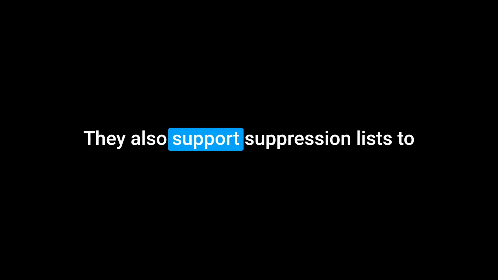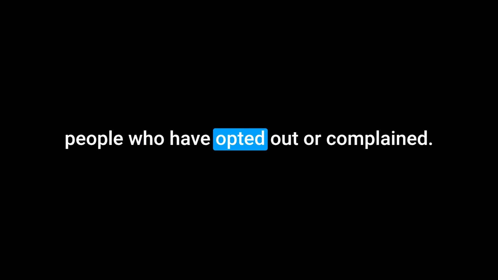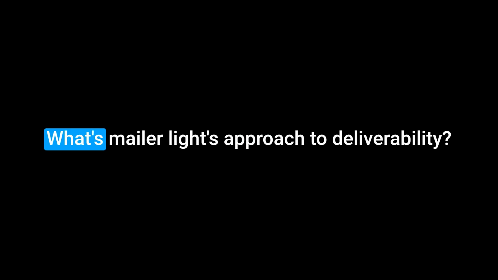Okay, so they help with the techie stuff. What about bounces? Yes, they include robust bounce management, automatically unsubscribing email addresses that consistently fail, which keeps your list clean and protects your sender reputation. They also support suppression lists to ensure you don't accidentally remail people who have opted out or complained. Okay, Aweber has in-house experts and focuses on authentication. What's MailerLite's approach to deliverability?